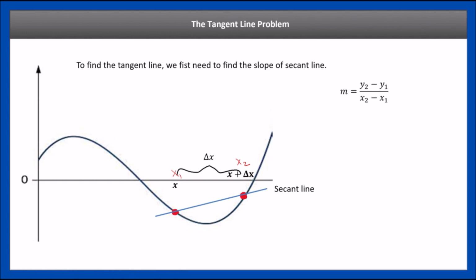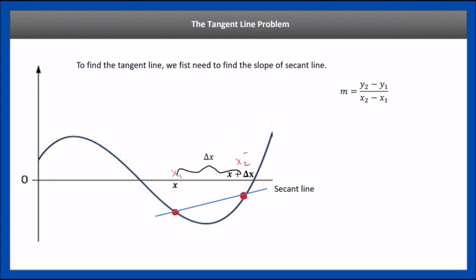So delta x could be, for example, if x1 was 5 and x2 is 7, then delta x would be 2, right? Because delta x is the change between those two values. So 5 plus 2 is going to give me 7. So that's just an example, okay?